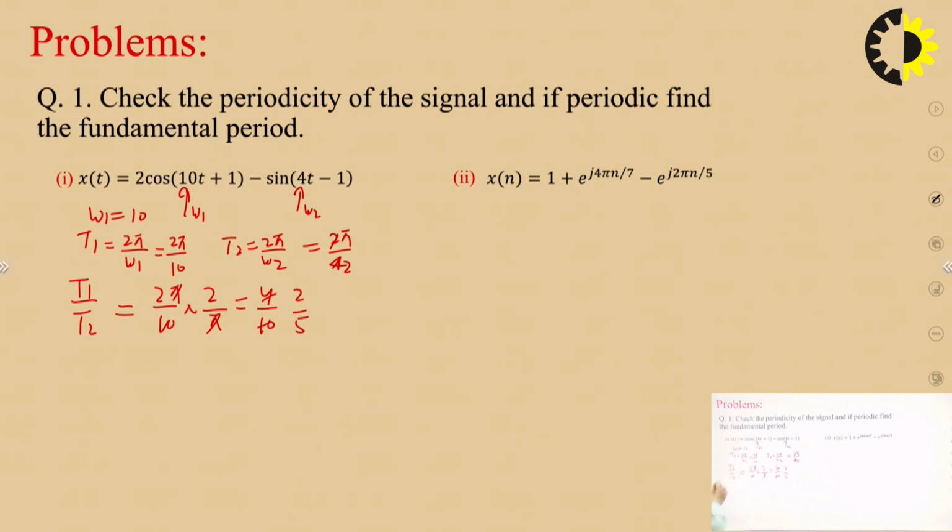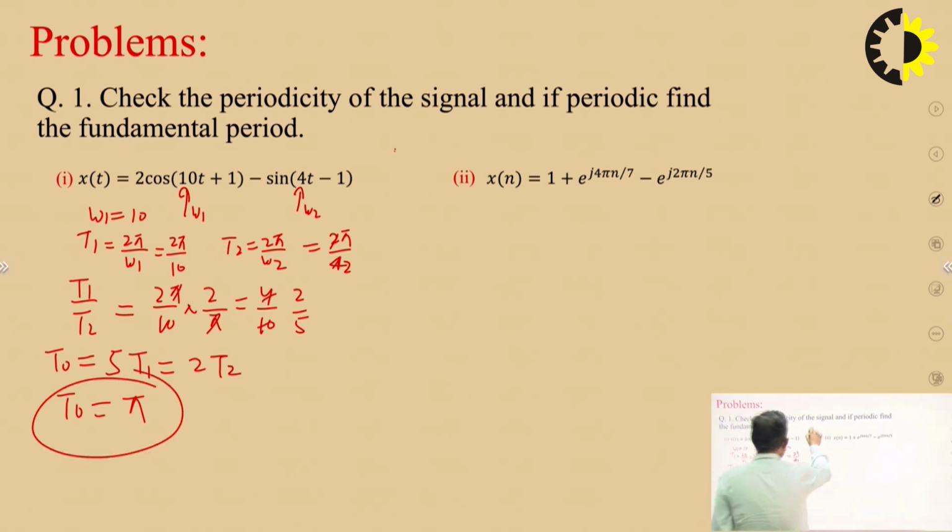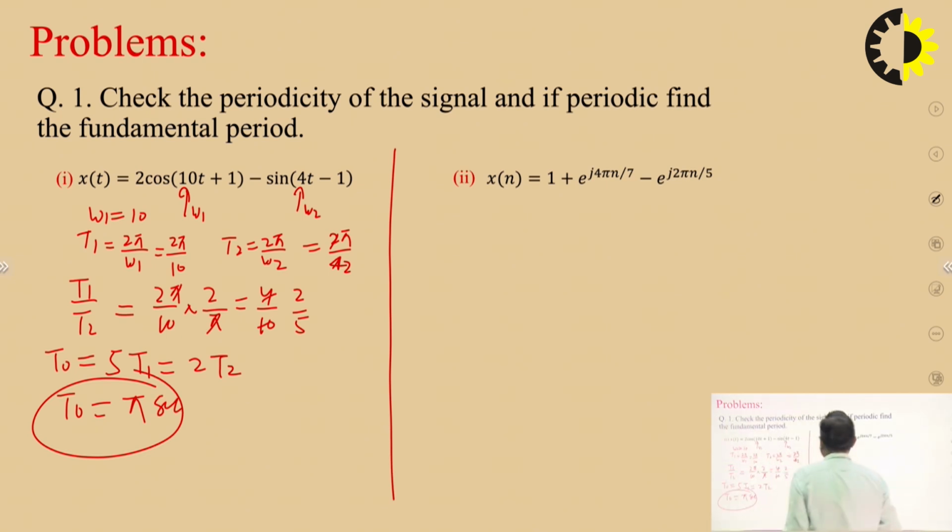So from here we have to find out the fundamental period. The fundamental period is nothing but 5 T1 equals 2 times T2, and this is equal to T naught, which is the fundamental period. So if we calculate the fundamental period, it is pi by 2 into 5, or 2 into pi by 5... so the fundamental period is pi seconds.